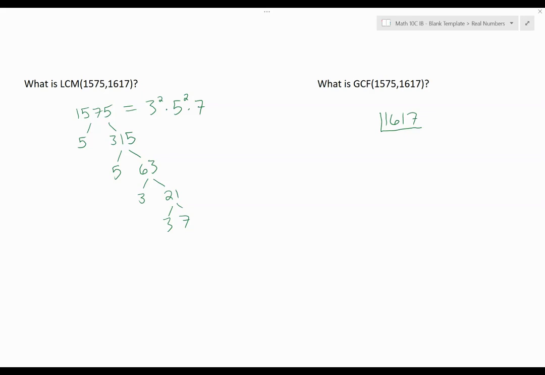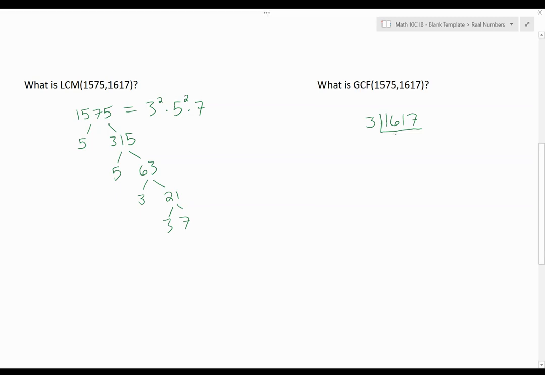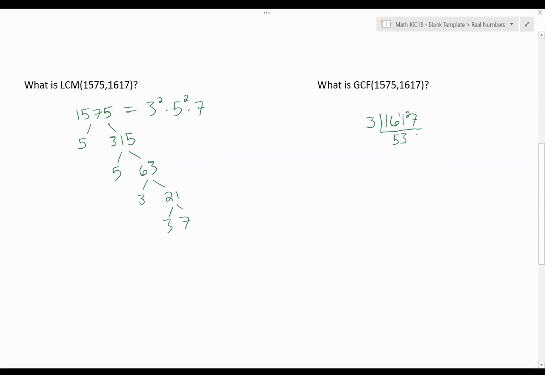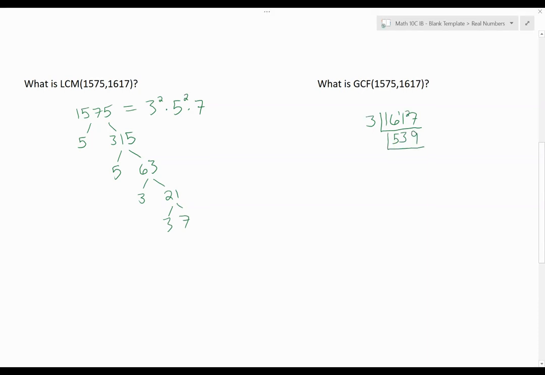5, obviously not. 7's a little trickier, but this one is divisible by 3 because 1 plus 6 plus 1 plus 7 is 15, which is divisible by 3. 16 divided by 3 is 5 with a remainder of 1. 11 divided by 3 is 3 with a remainder of 2. 27 divided by 3 is 9. That number is no longer divisible by 3 because 5 plus 8 plus 9 is 17.